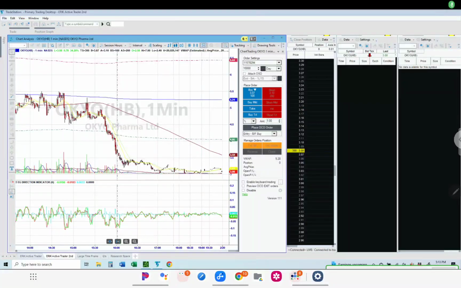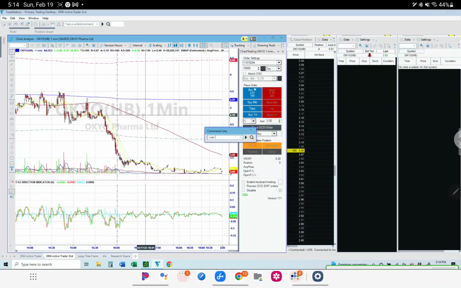About to be a quick rundown of the trading day on, I guess it was 19th, 18th, 17th of February. I traded OKYO and it just happened to pop up on my screen. So I went ahead and decided to trade it, which wasn't necessarily a strong chart to trade, but I traded it anyway. So let's see what it did.